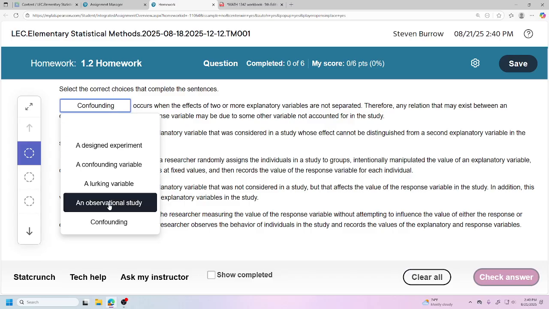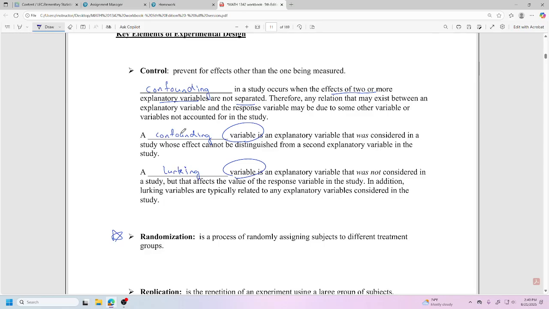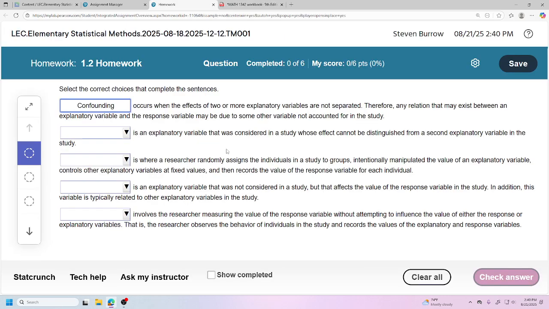And notice there's a difference between confounding and confounding variable. You see the difference? Because if I go back here, see I said confounding, and all of a sudden I circled it. Why did Chad circle that? Exactly. In the homework, they put those two things together. So lurking is a thing that was not considered in the study. There it is, right there. Not considered in the study. So that would be that lurking.